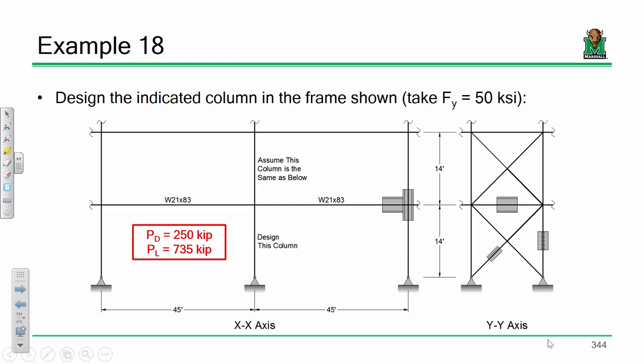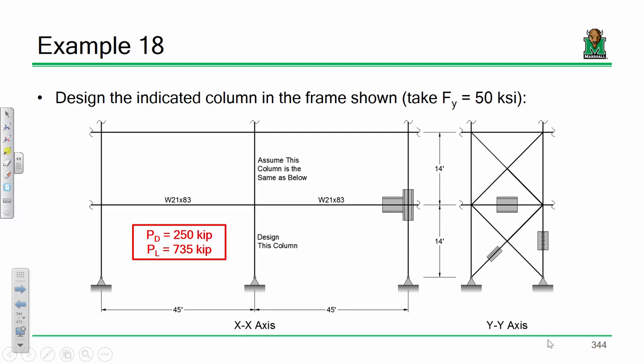Now, I want everybody to pay attention to this. This is the x-axis. This is the y-axis. What can you tell me about the y-axis by looking at it? Is it a brace frame or a moment frame? Brace frame. Now, what was the range for K values for brace frames? Anybody remember, like, for moment frames, it was anything bigger than 1. What about for brace frames? It was between 0.5 and 1.